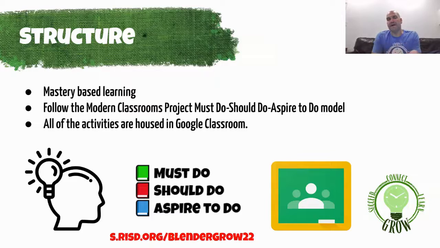And then all the activities are going to be housed in Google Classroom. And you could see with the must do, should do, aspire to do, they're color coded. So the green, the students know, hey, this is one I have to do. The red and the blue are ones that they don't have to do, but like the should do, you probably should do it because it's probably something relevant. And then aspire to do the ones that go above and beyond.